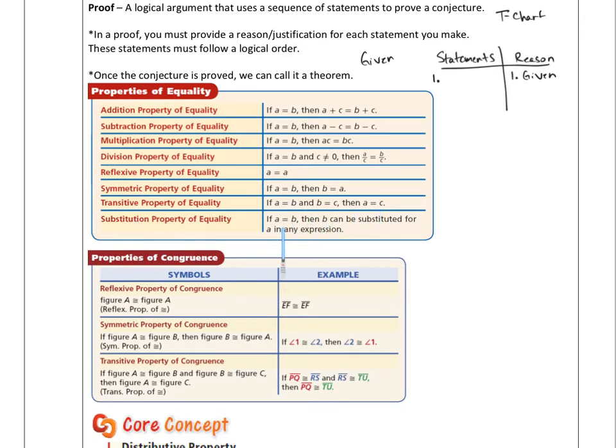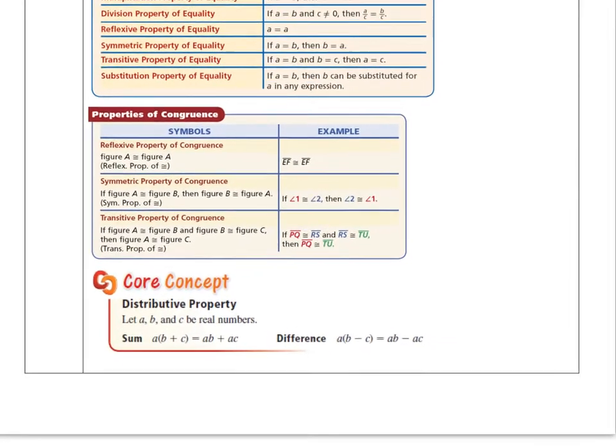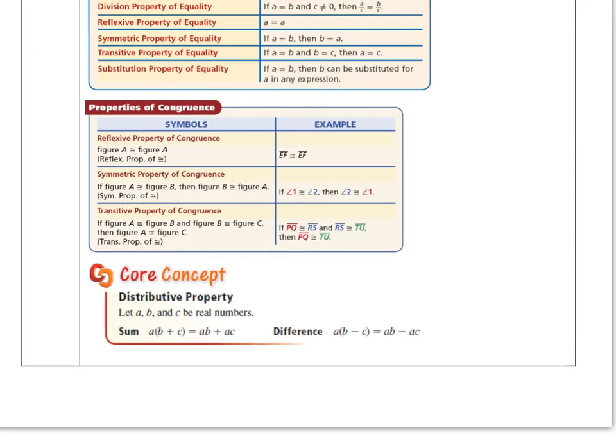And then substitution, where I could just substitute a number in for a variable. So here, if A equals B, then B can be substituted for A in any expression. Now, we can apply these geometrically, and this is the reflexive one right here. Let me show you. For the reflexive property, if you have segment EF, you would just say it's congruent to segment EF. So it's congruent to itself.